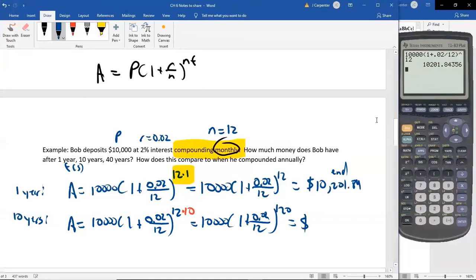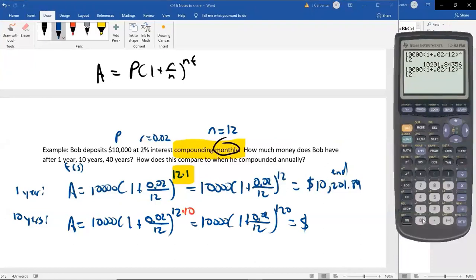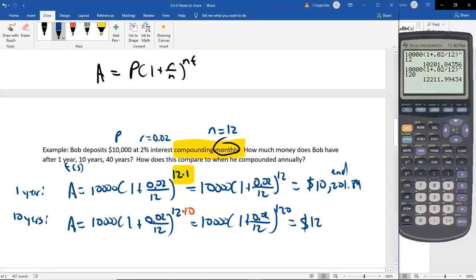So I can even just do this. I can hit second enter to recall that function and just change the exponent to 120. Look how quickly I did that. I could have typed the whole thing again. You get 12,211.99. That's an ugly looking 9, isn't it? There we go. A little better, a little prettier.